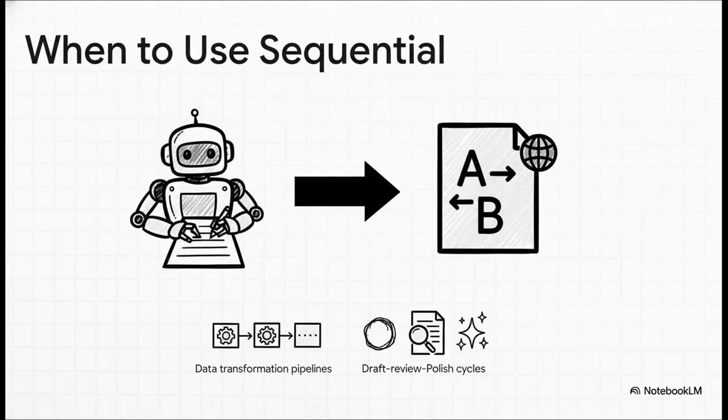So when would you actually use this? Easy. Anytime you have clear dependencies. A perfect example is writing marketing copy and then translating it. You can't start the translation until the copy is finished, right? It's also awesome for things like data transformation pipelines or any process that looks like draft, then review, then polish. You might give up a little speed, but you usually get much better quality.